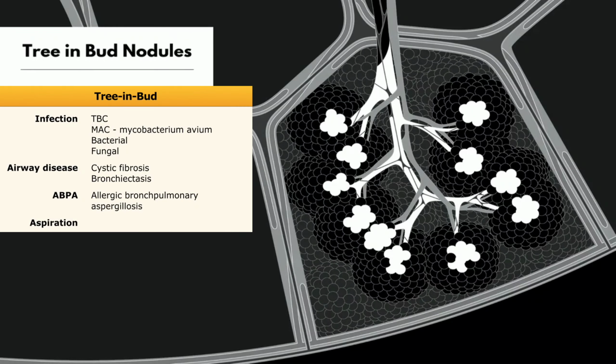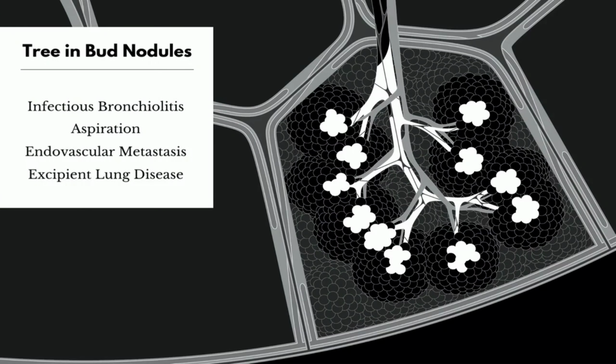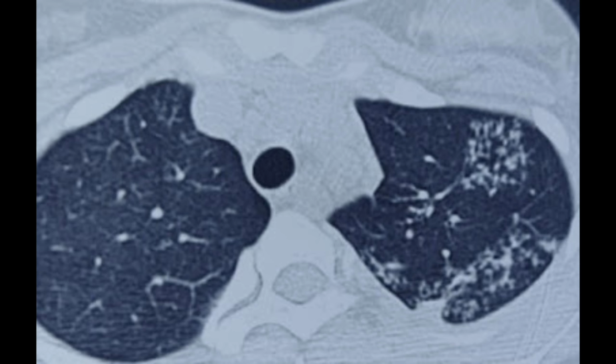Tree in bud pattern is most commonly seen in infectious bronchiolitis due to endobronchial spread of infection, endobronchial spread of TB, of bronchopneumonia, mucus plugging in bronchiectasis or cystic fibrosis, or less often in aspiration. This pattern can also be seen with endovascular metastases and in extrinsic lung disease. This is a typical example of tree in bud pattern in a patient who had sputum positive for TB.